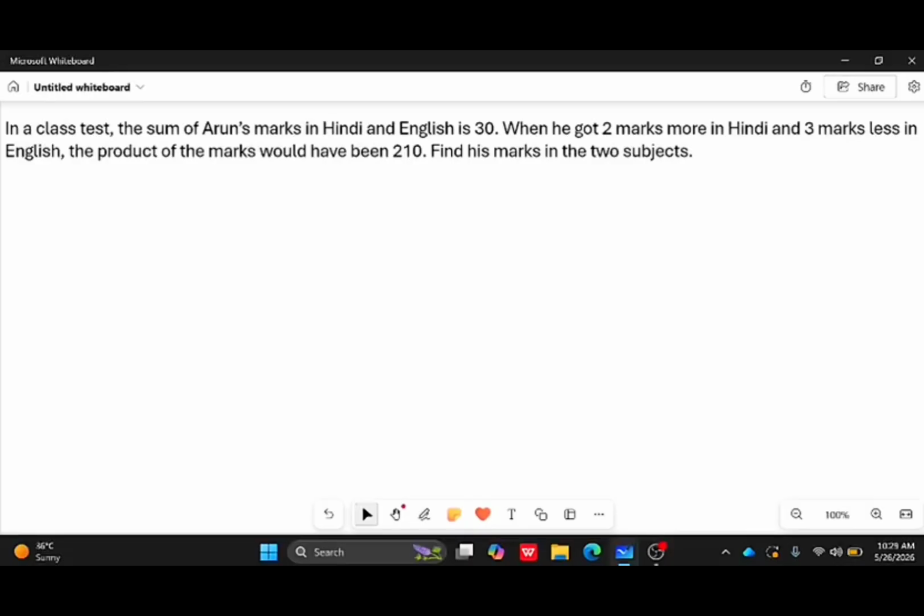Let's move to the next problem, which is based on the quadratic equation. Here you can see a word problem, right? This is a marks mystery. Two clues, one answer. Let's crack Arun's marks step by step. It is given that in a class test, the sum of Arun's marks in Hindi and English is 30.